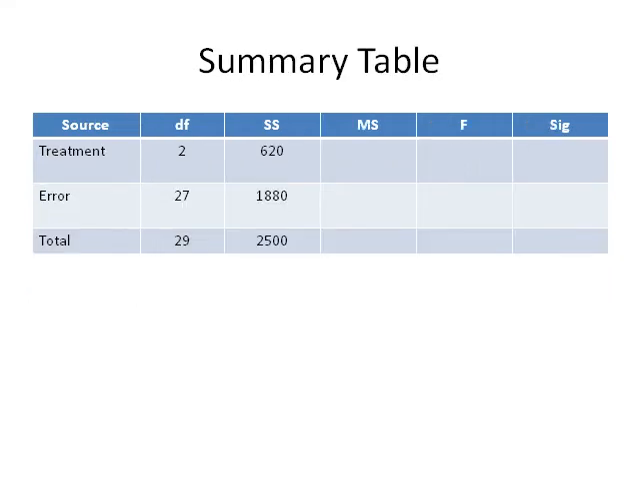In this slide, we have the summary table updated with sums of squares added. Before going to the next slide, see if you can compute the following: mean squares for both treatment and error, and the F ratio.